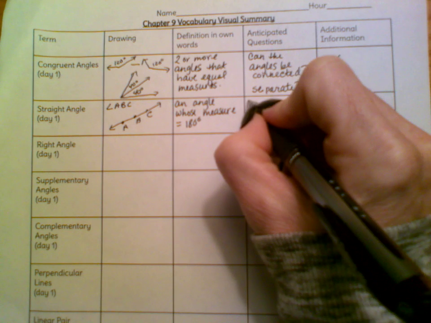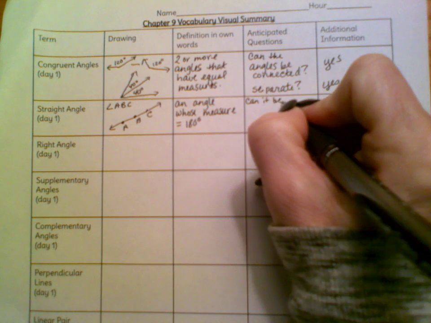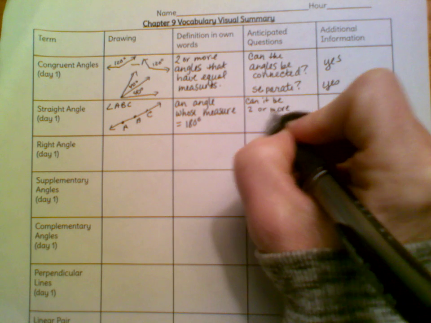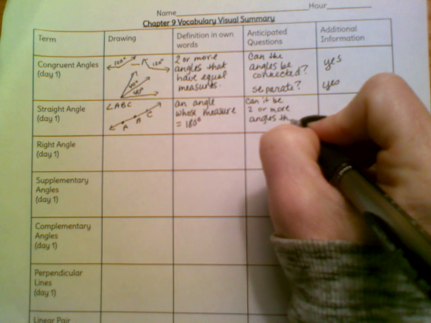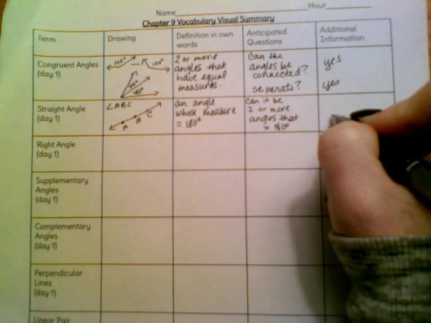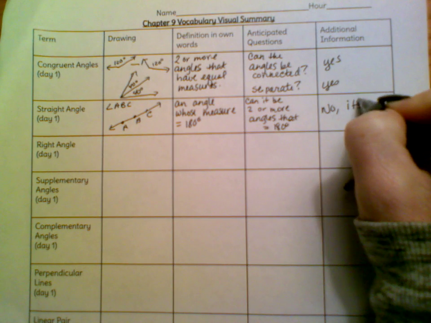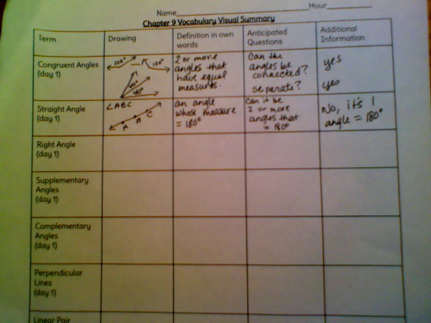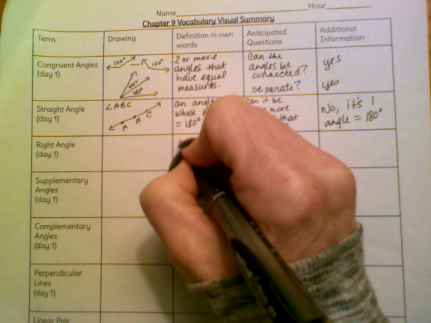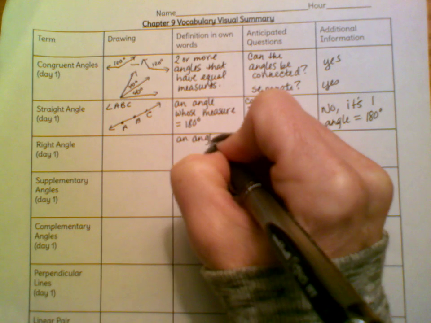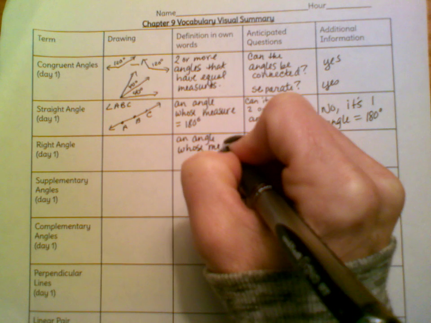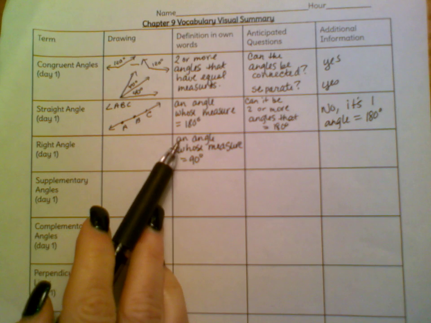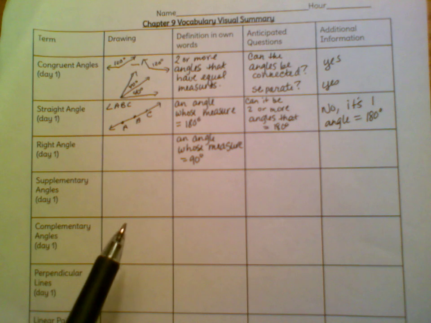So one of the questions might be, can it be two or more angles that equal 180? The answer to that is no. It's one angle equal to 180 degrees. Okay, a right angle. That's an angle whose measure equals 90 degrees. So again, if we're careful readers, when it says an angle, that means it's one angle.